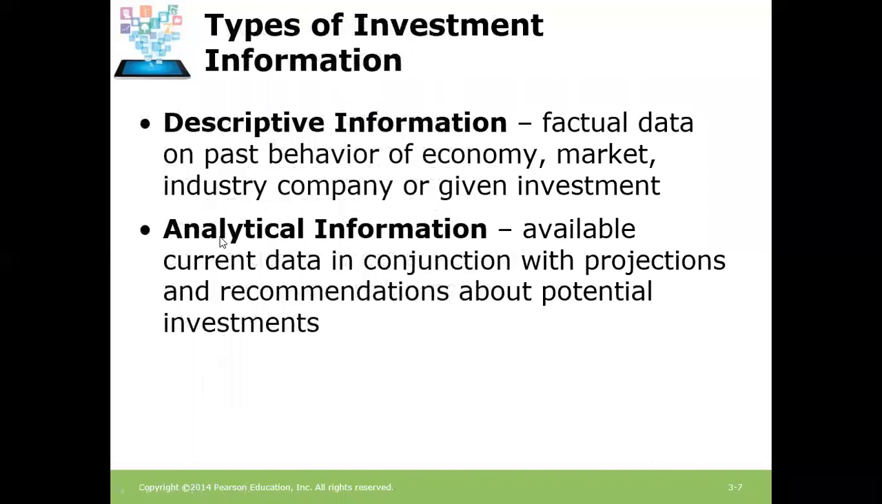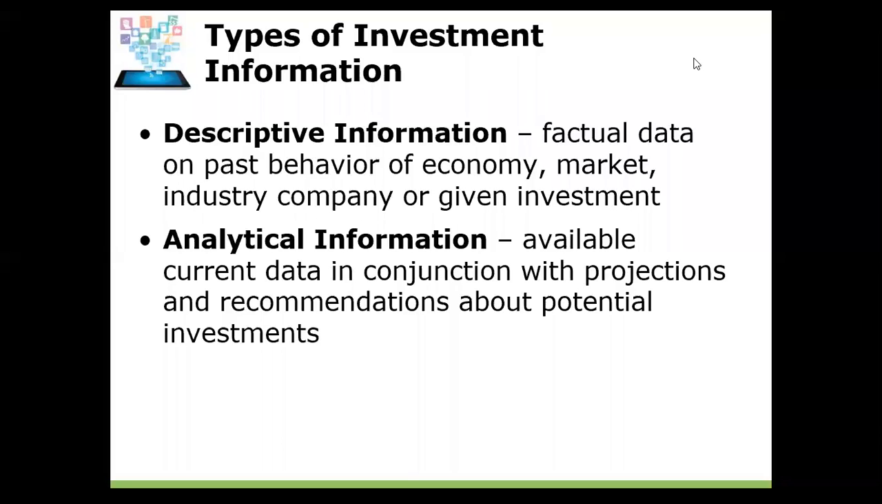There's two basic patterns of information online. There's descriptive information, and then there's analytical information. What you'll find, for the most part, is that the descriptive information is the free information, and the analytical information is usually the pay-for information. And how do we differentiate the two?